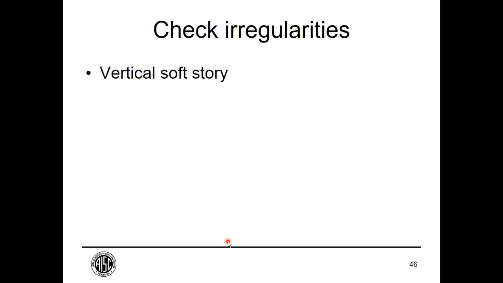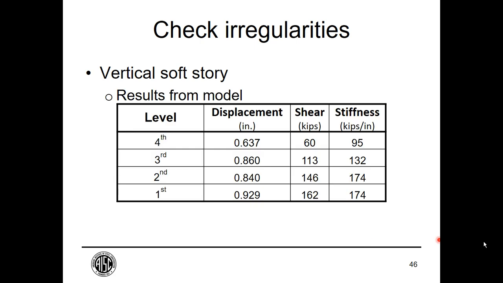All right. At this point, we have a frame design. We have stiffnesses. We can check a couple of the irregularities. We take our displacements from our model. We take our shear from our model and calculate what's an effective stiffness here, the shear divided by the displacement. And we see that the stiffness increases as we go down the building, so we don't have the vertical soft story irregularity.